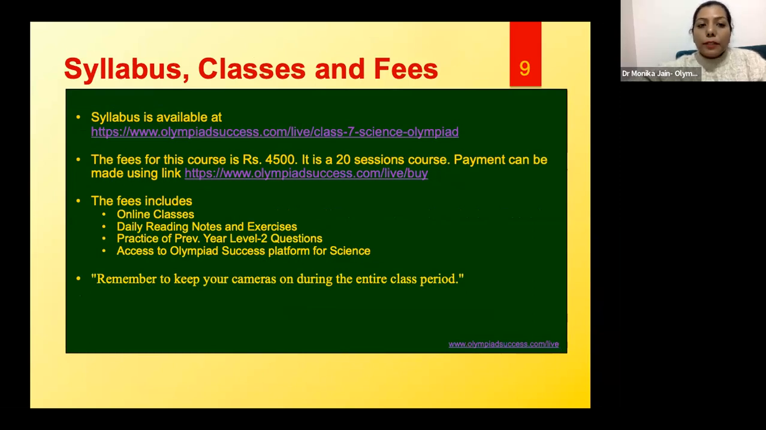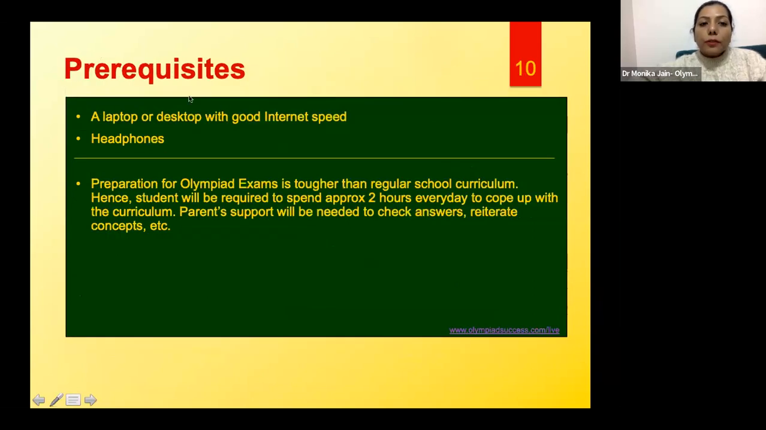Fees for this course is 4,500 and it is going to be a 20-session course. The fee includes online classes, daily reading notes and exercises, practice of previous year level 2 questions, and access to Olympiad Success platform for science. So all that you require for these classes is a laptop or a desktop with good internet speed. Camera should be on throughout the session and headphones for better audio clarity.